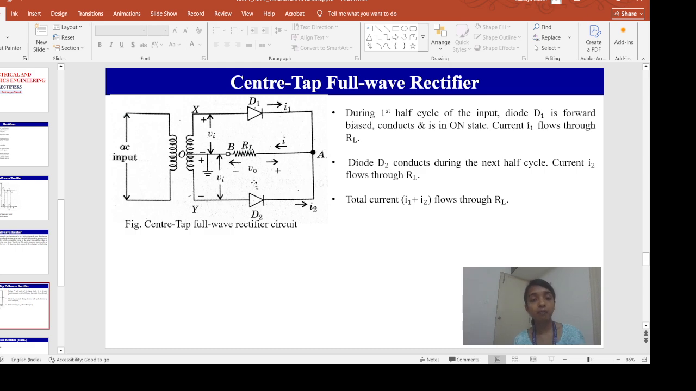But what will happen to this diode D2 now? You can see the positive side of the diode D2 is connected to the negative of the input supply. So this diode D2 will be off, so no current will be flowing due to this D2.